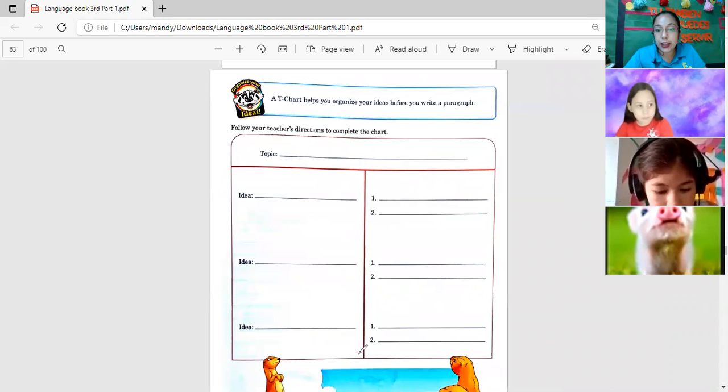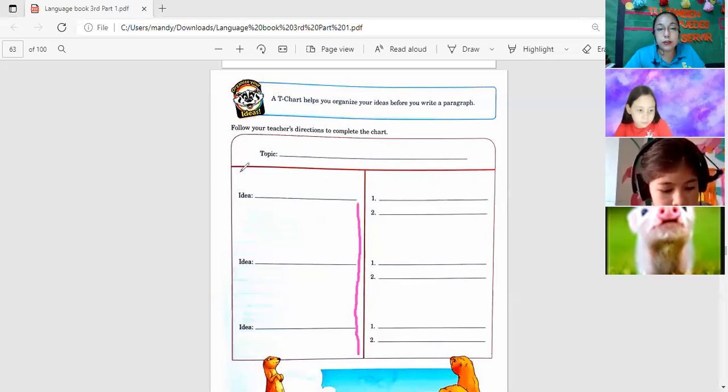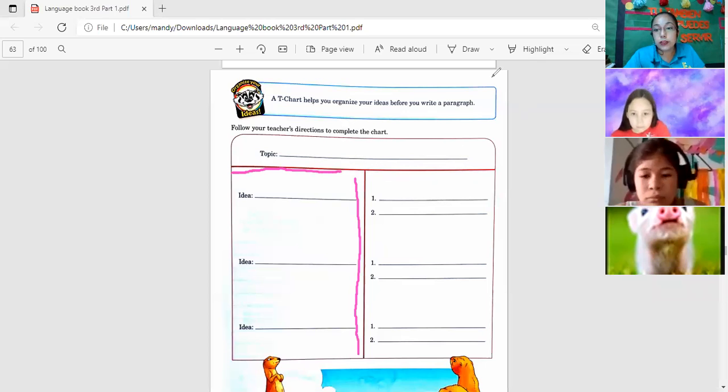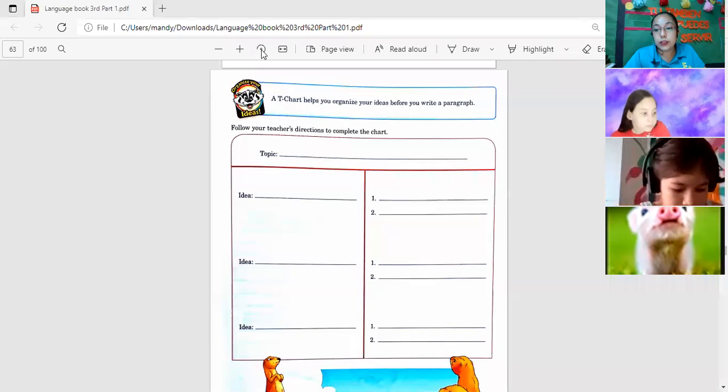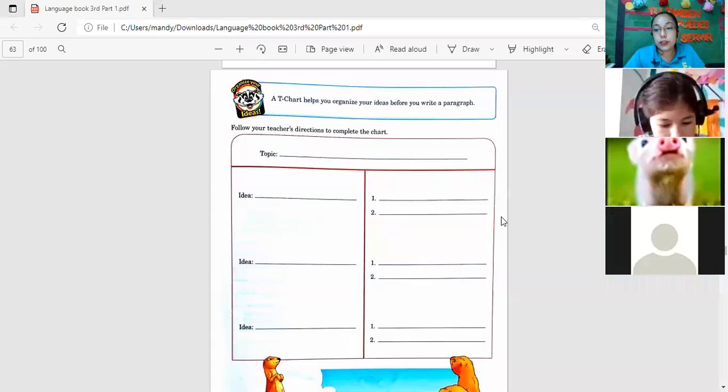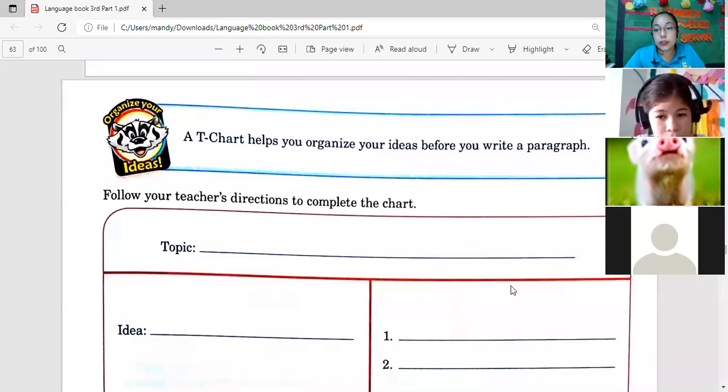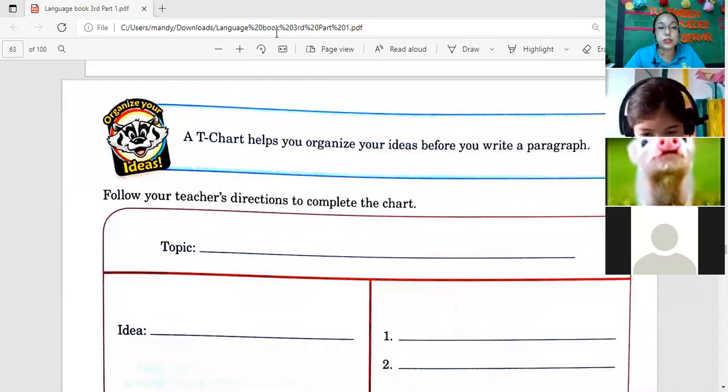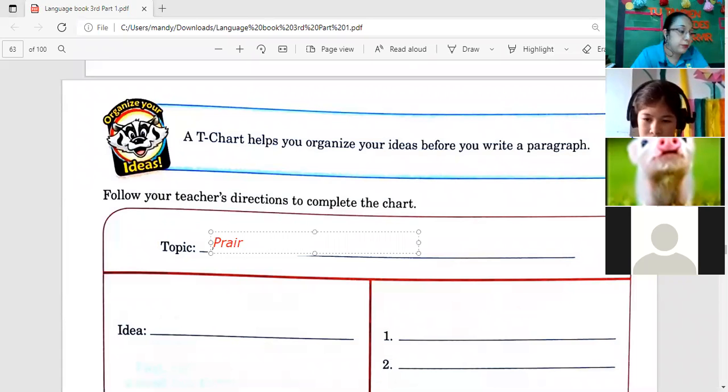For example, I show you that part. If you see these lines, this one forms the letter T. For that reason, we call it a T-shirt. What are we doing in that part? You follow my instructions and you write the different sentences. For example, the instruction says, follow your teacher's directions to complete the chart. In that case, we choose a topic. The topic in this part is prairie dog. So this is the topic that we use today.